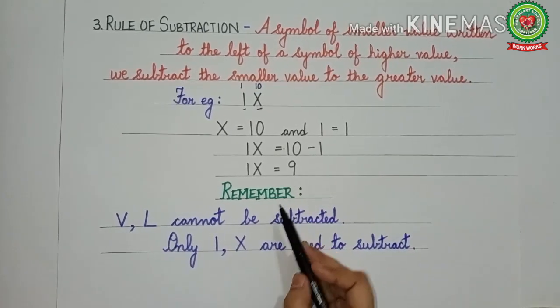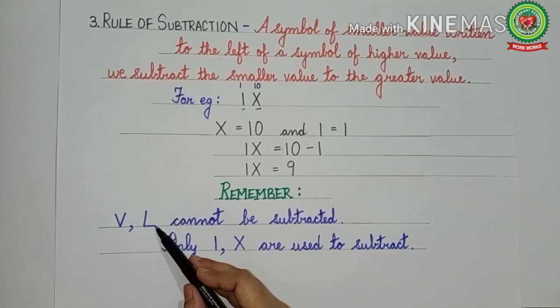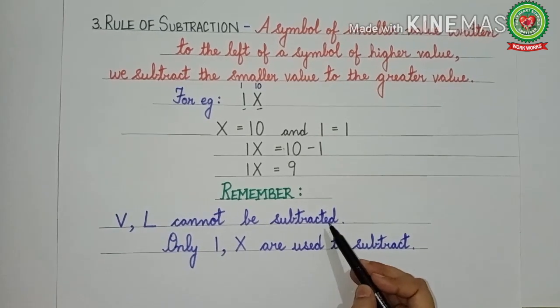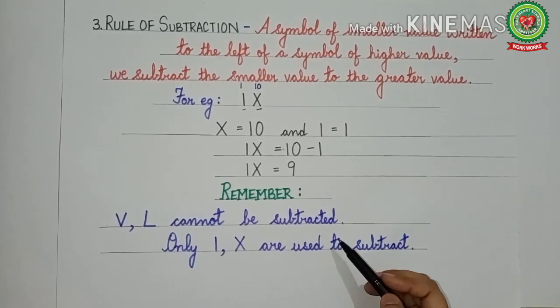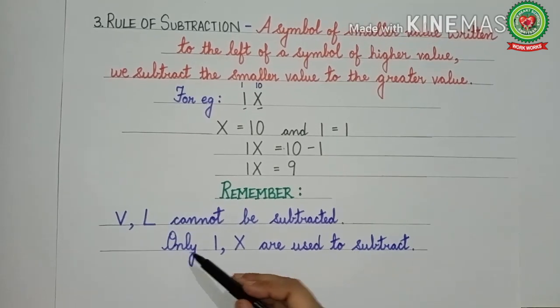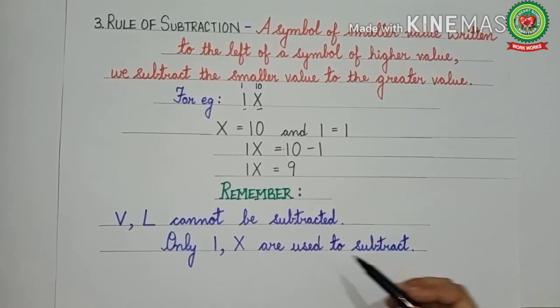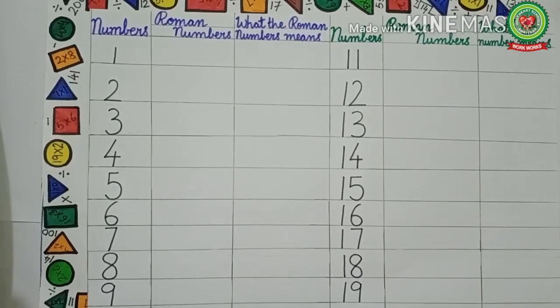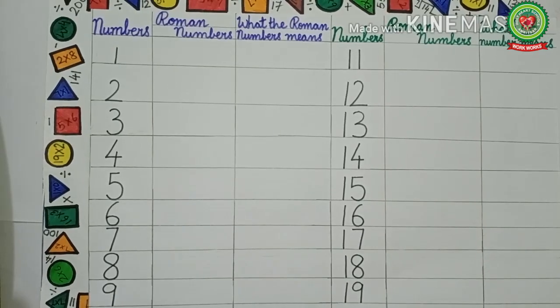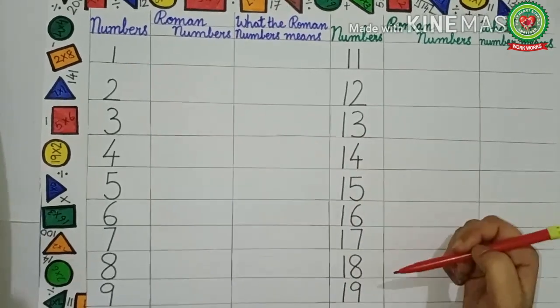Now remember, V and L cannot be subtracted. We cannot subtract V and L from any number. Only I and X are used to subtract. Let us see how we will write the Roman numbers from 1 till 20.